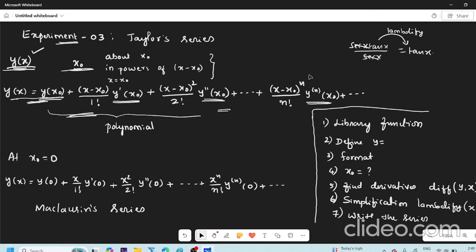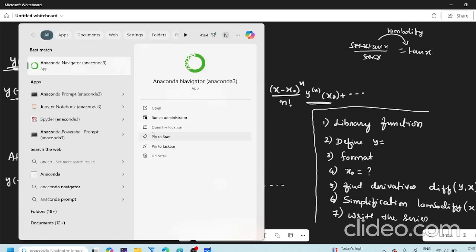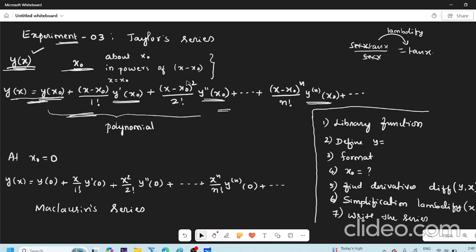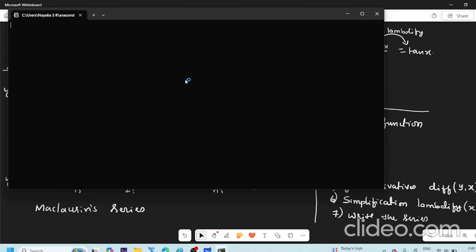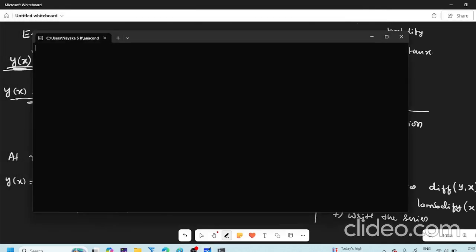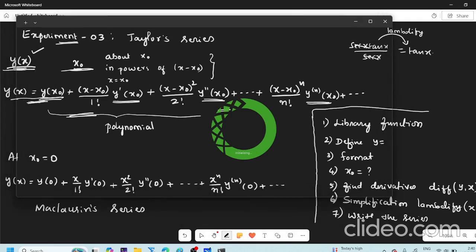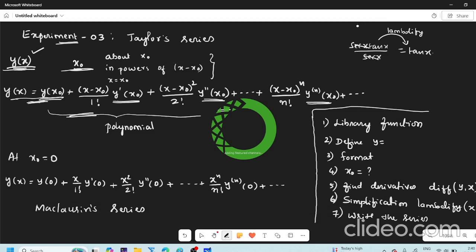Okay, now let me write the code for the Taylor series expansion. The first question is, find the Taylor series expansion of sin x about the point x equal to pi by 2 up to fourth degree term. So that is the first question I am going to consider. So in this question, we need to find the Taylor series expansion of sin x, the function y equal to sin x. So first I should call the library function, then I should define y equal to sin of x.